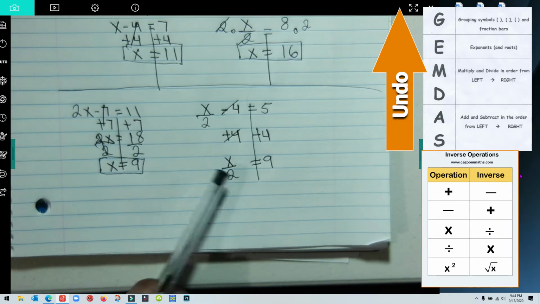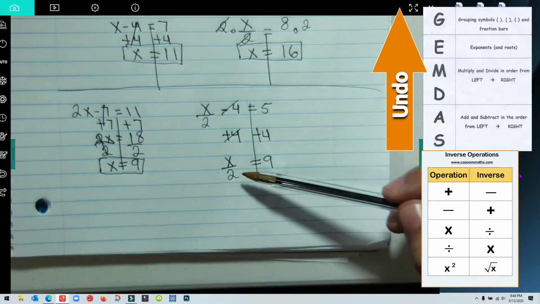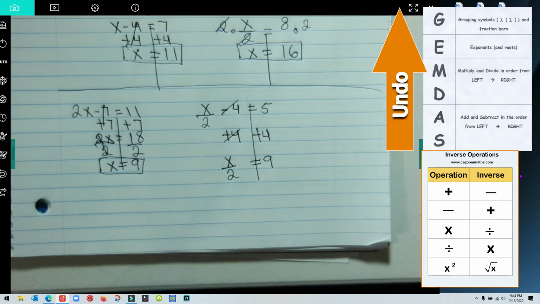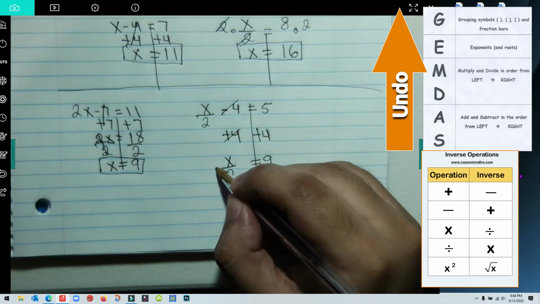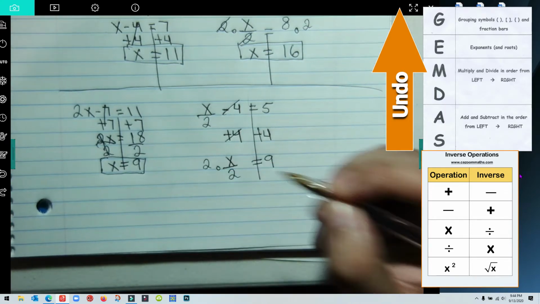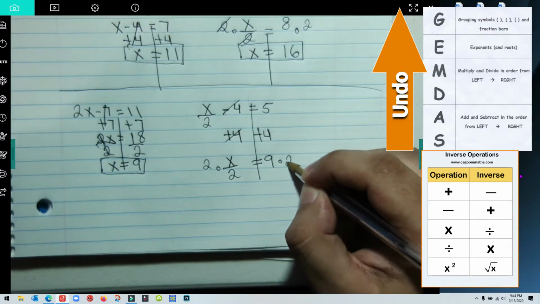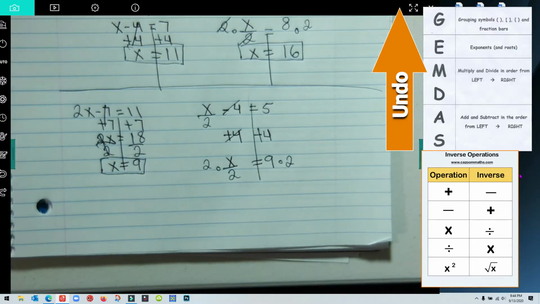Now we're not done because our variable is not by himself on his side of the equation. We still have x divided by 2. So what is the opposite or the inverse of a division of 2? It's going to be a multiplication of 2. What you do to one side, you do to the other.